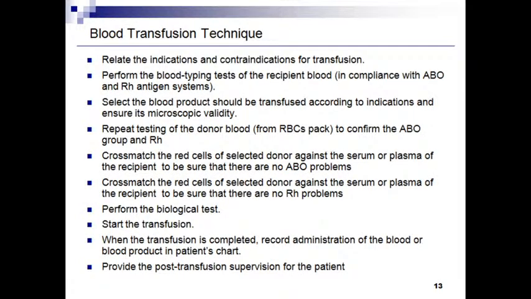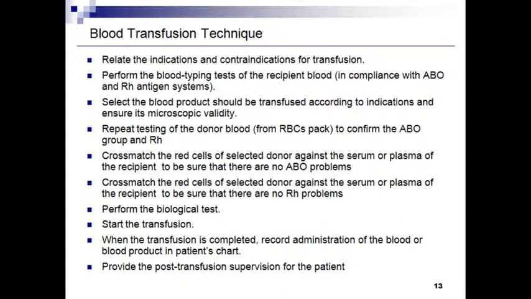After obtaining the blood products for transfusion, we should observe a specific technique for transfusion. When we have blood products and a patient in need of transfusion, we should keep some rules. The first rule for hemotransfusion is to relate the indications and contraindications for transfusion.